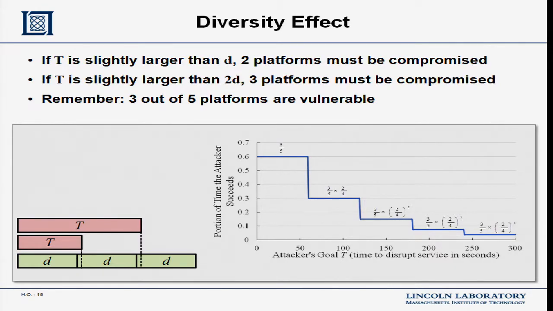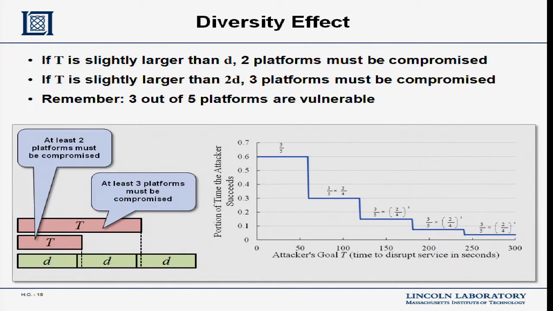The other effect that we are observing is diversity. If you think about it, if the attacker needs slightly more than the duration of one platform to win, if T is slightly larger than D, the attacker at least needs 2 platforms for them to win, because there is not enough time during one platform to compromise the system. Or if they need slightly more than the duration of 2 platforms, they at least need 3 platforms for them to win. And that's what we are seeing in these downward steps.